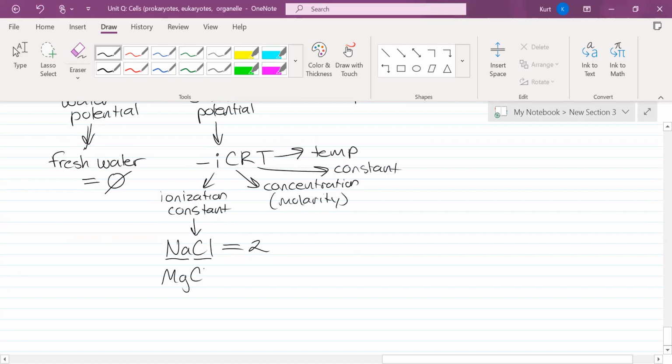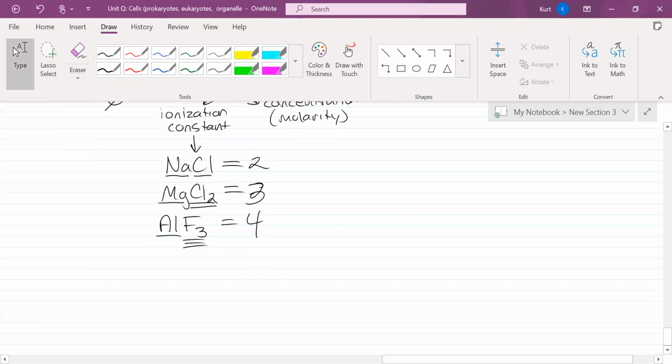How about magnesium chloride, MgCl2? How many would that be? 3: one magnesium and 2 chlorides. Okay. How about AlF3? How many would that be? That would be 4. How about Al2O3? 5. Okay, last one. Sucrose, C12H22O11.